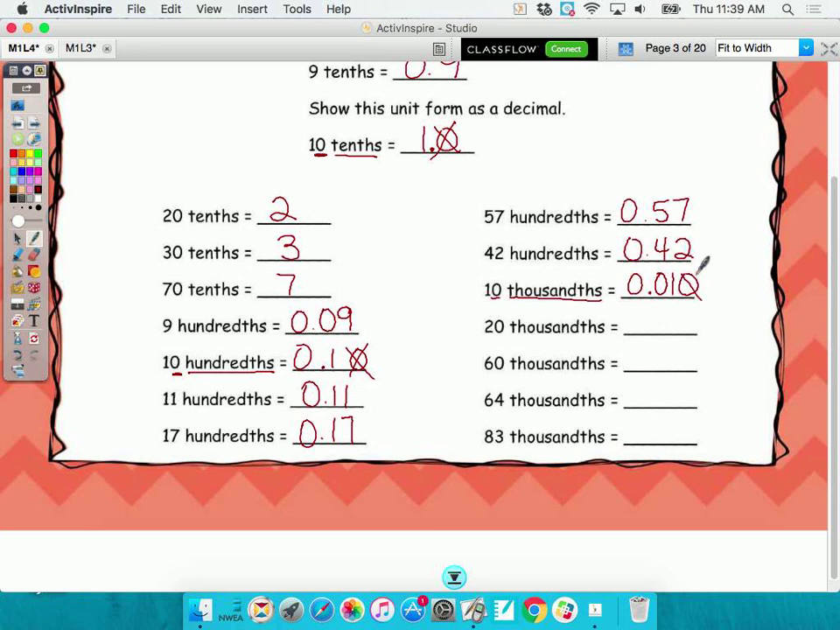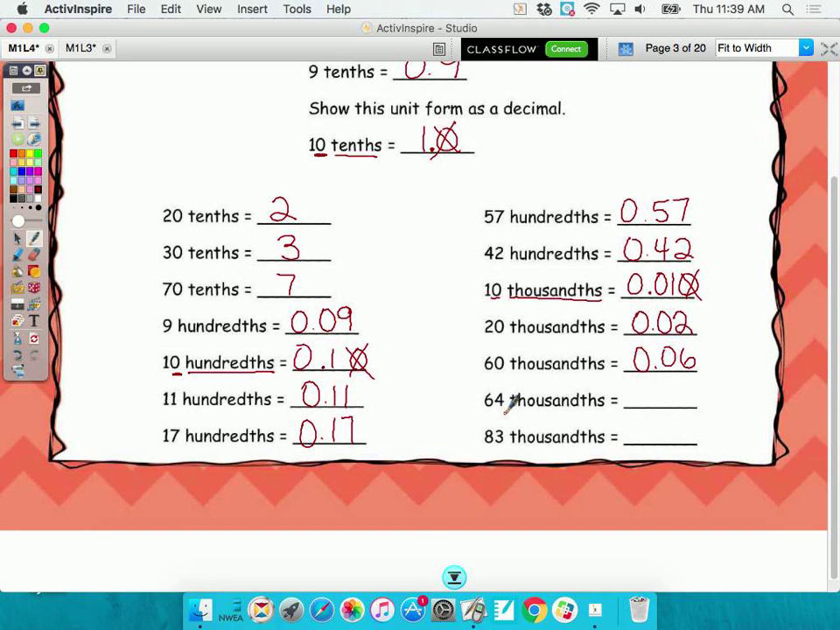1 hundredth. Do I need that 0? No. Okay. So 20 thousandths is really 2 hundredths. And 60 thousandths is really 6 hundredths. Good. And these two are pretty simple to figure out.